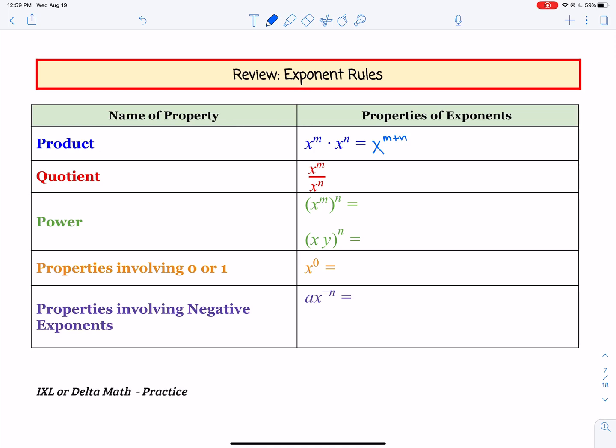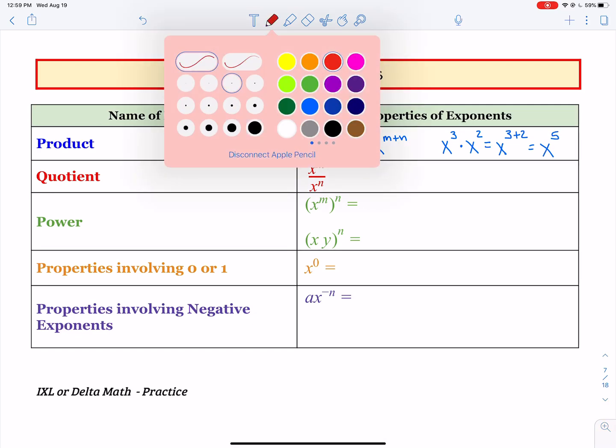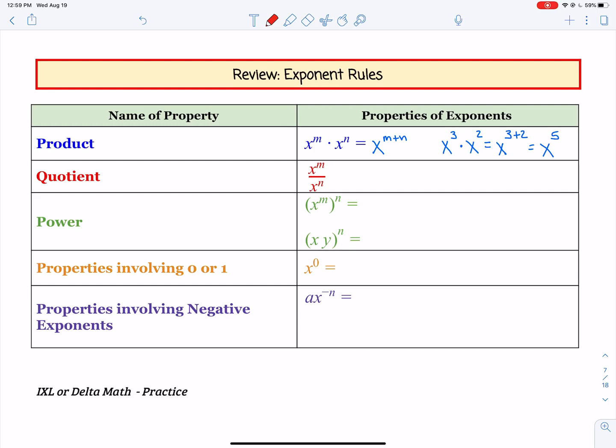So let's write another example that has numbers involved. If we have x to the third power times x to the second power, we'd want to add and keep the same base. So it would be x and then the 3 plus 2 power will give us x to the fifth. For our next rule of exponents, it's called the quotient property.